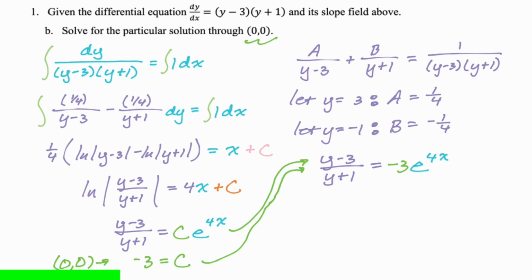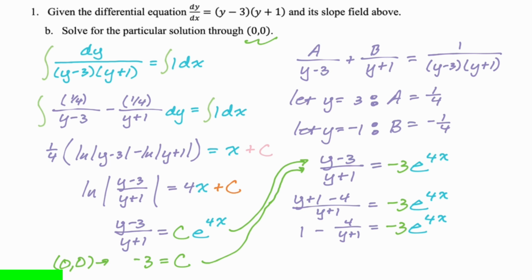e to the 4x. I'm going to do a little trick here, where I really want to get y plus 1 over y plus 1, so I'm going to add and subtract 1, and that'll give me y plus 1 minus 3, so y plus 1 minus 4, over y plus 1. So that's the plus 1 minus 1 trick. I use that frequently to avoid doing division. And now I'm going to break it up. Y plus 1 over y plus 1 is 1. And then minus 4 over y plus 1 is equal to this side here.